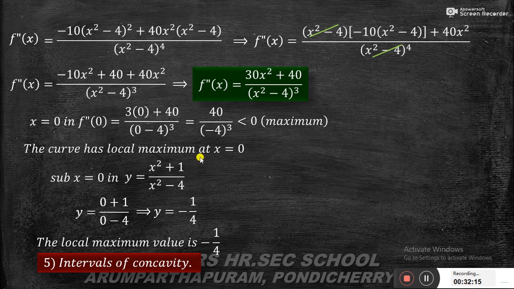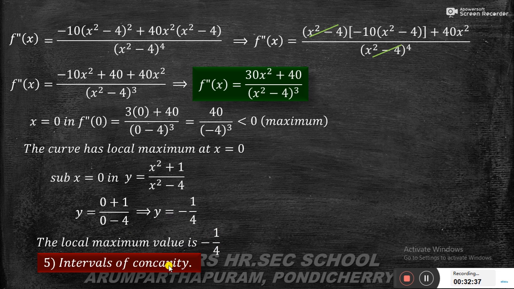Now we find out the local maximum value. So I substitute x equal to 0 in the given function. We know that the given function is y equal to x square plus 1 by x square minus 4. So I substitute x equal to 0: 1 by minus 4, so y equal to minus 1 by 4. Therefore the local maximum value is y equal to minus 1 by 4.